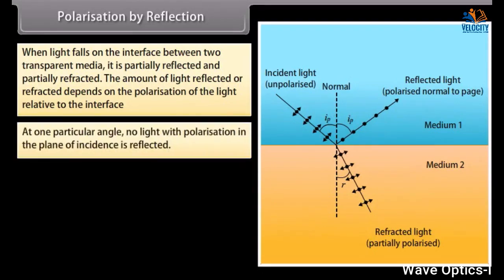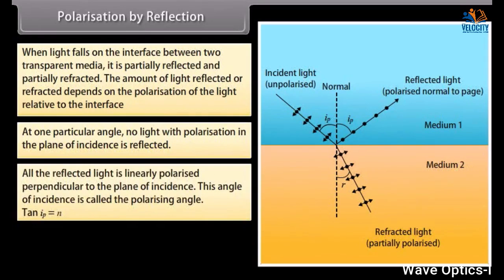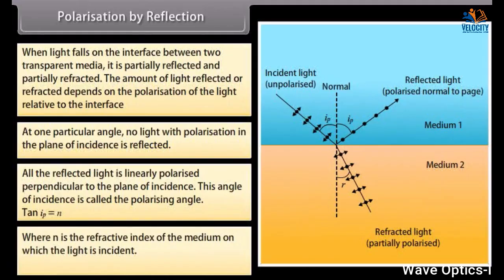At one particular angle, no light with polarization in the plane of incidence is reflected. All the reflected light is linearly polarized perpendicular to the plane of incidence. This angle of incidence is called the polarizing angle. Tan i_P is equal to n, where n is the refractive index of the medium on which the light is incident. This equation is known as Brewster's law.